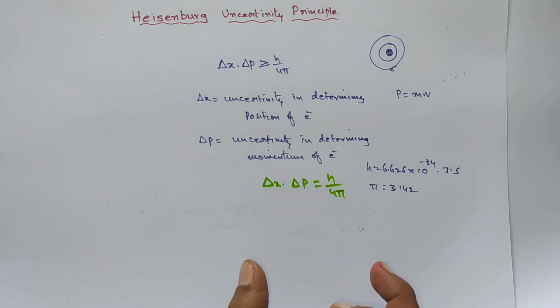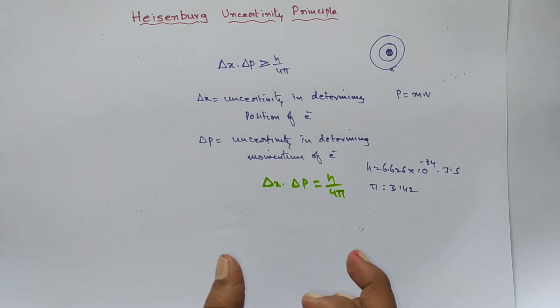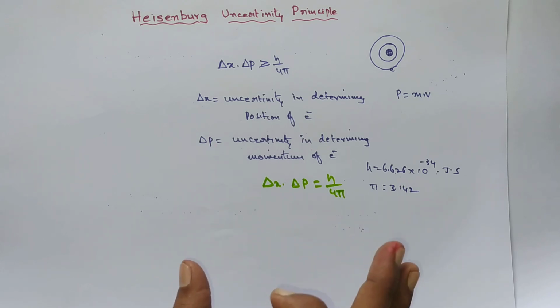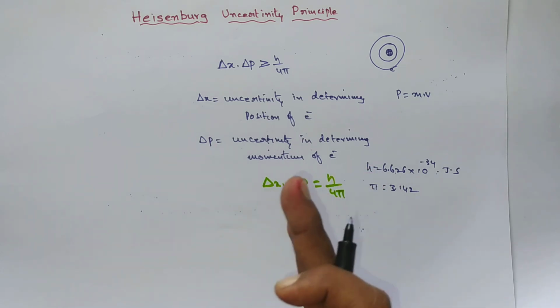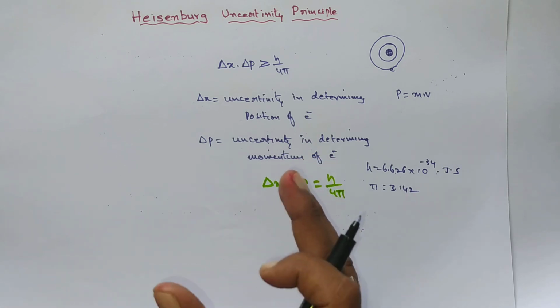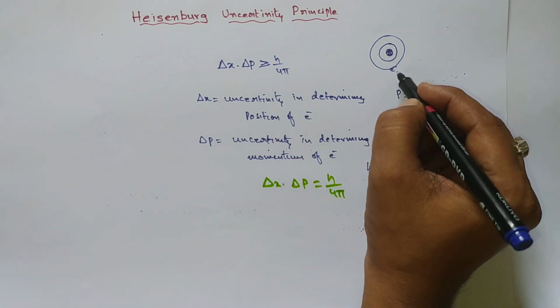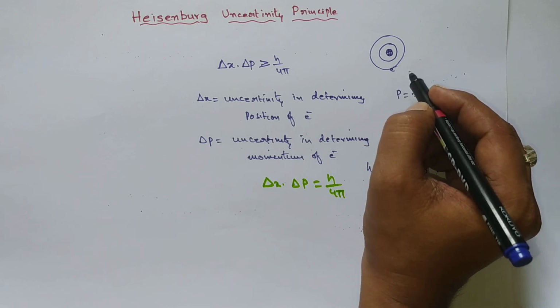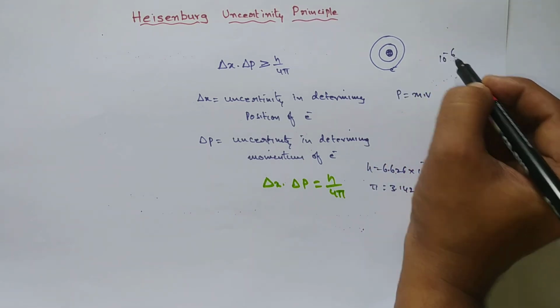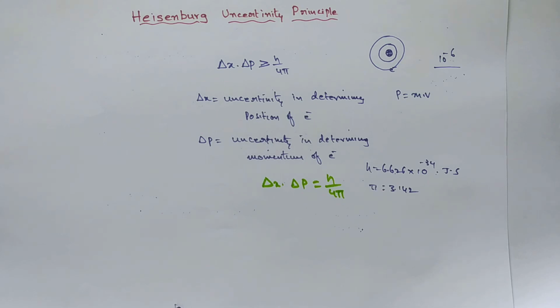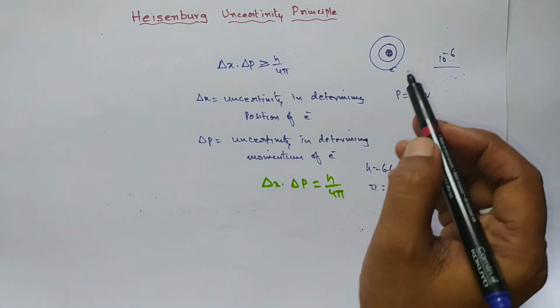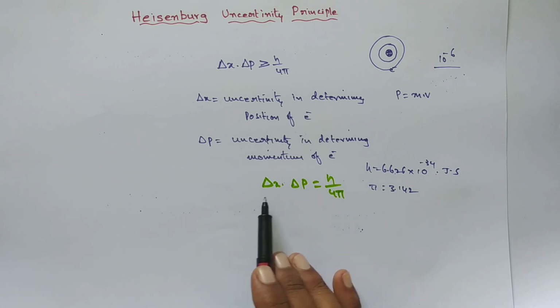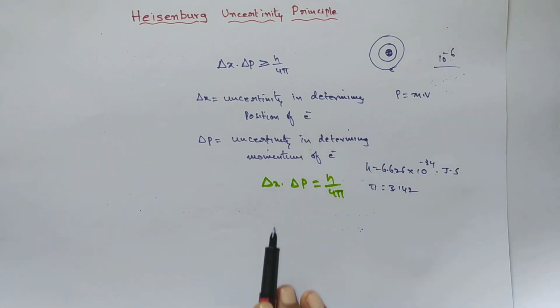So what is the principle? It is impossible to determine both position and momentum of an electron simultaneously and exactly. The exact value of both position and momentum of a microscopic particle, here an electron, cannot be determined. Micro means a very small value, that is 10 power minus 6. So it is impossible to determine the exact value of position and momentum of a microscopic particle simultaneously. So that is about the Heisenberg uncertainty principle.